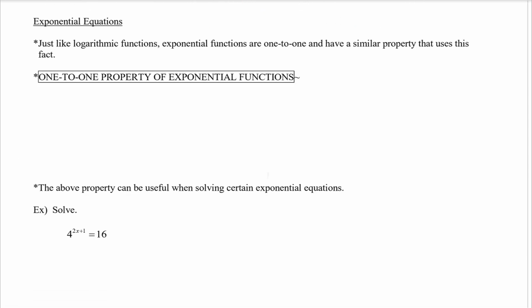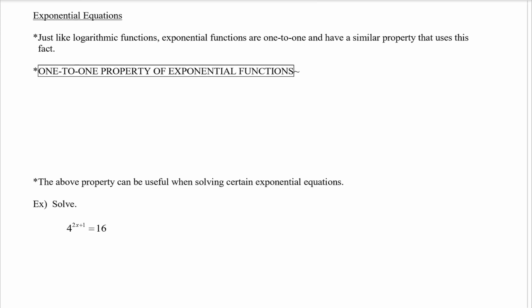All right, let's turn our attention to some exponential equations. These would be equations whose variables are in the exponent, so they're exponential. Remember, exponential functions are one-to-one, just like logs were one-to-one, and they're inverses of each other. They have a similar property called the one-to-one property. If you have an exponential function equal to another exponential function with the same base, the only way that's true is if their exponents are equal.